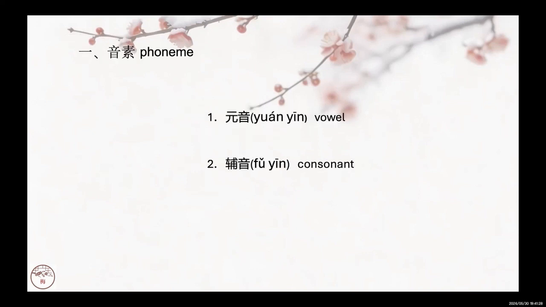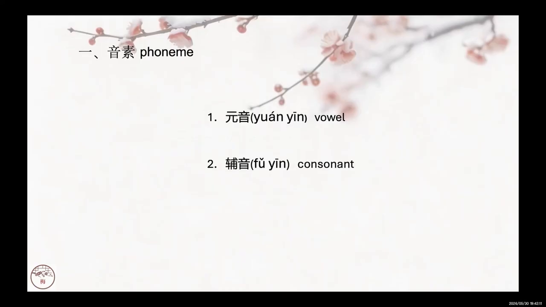So the first part, phonemes. As we may already know, the Chinese language is a logographic script, which means you can guess the rough meaning of a character, but there is no way for you to pronounce it, because there is no phoneme in the writing. You cannot tell that.